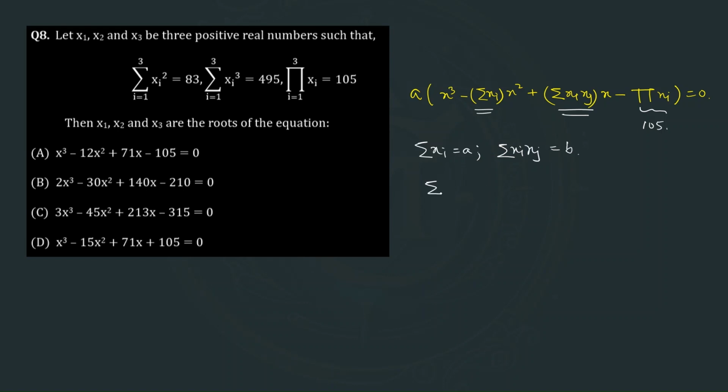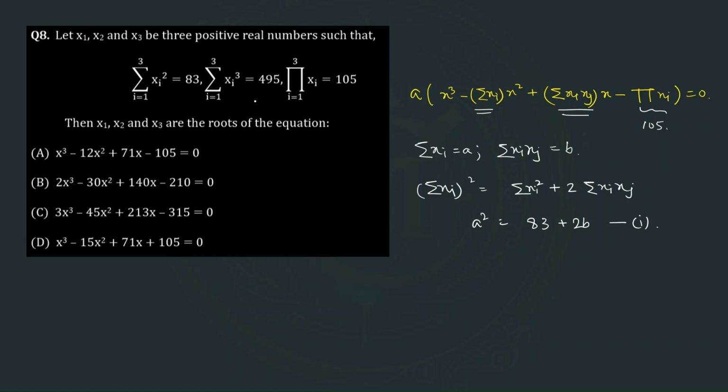Now we know that (summation xi) square will be summation xi square plus 2 times summation xixj. So here summation xi square is already known to us, which is 83, plus 2 times this, which will be b. It is equal to a square. So this is our first equation.